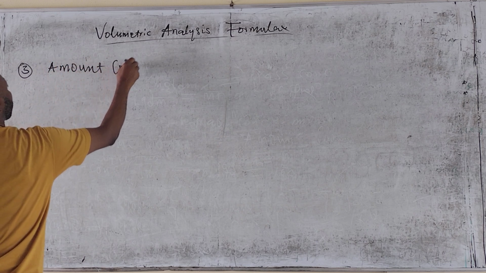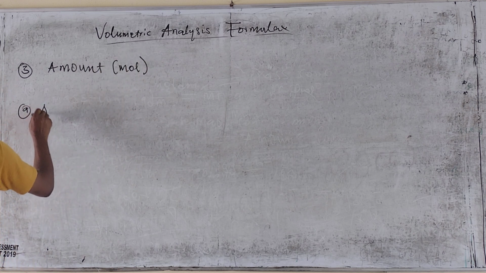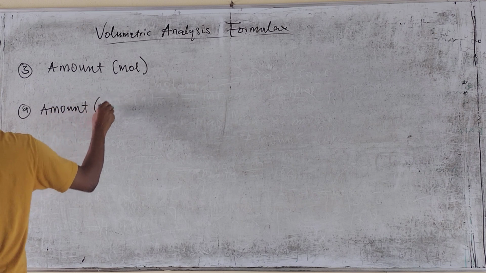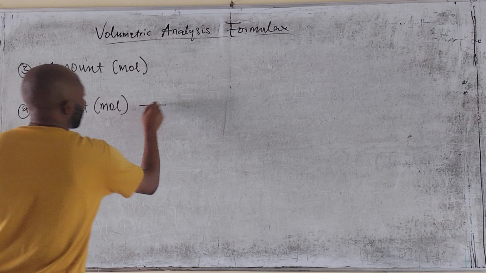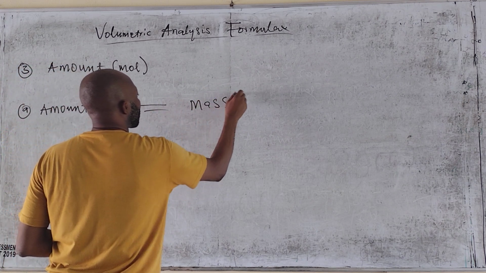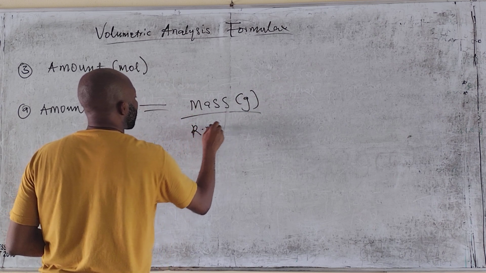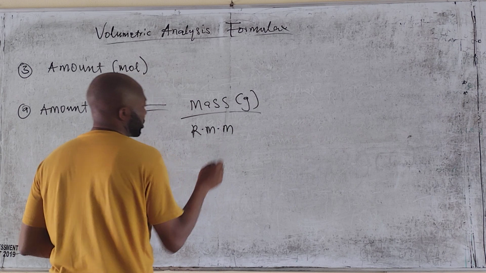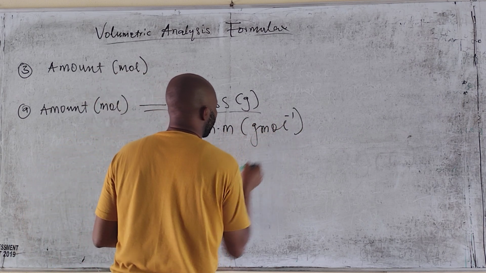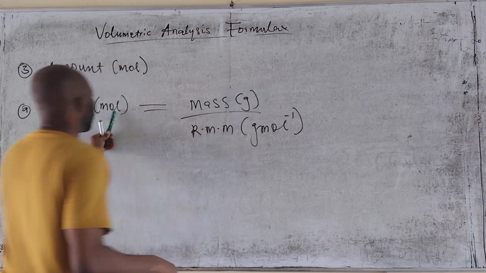Amount in mole. So A, amount is equal to mass in gram over relative molecular mass in g/mole. This cancels this. You inverse it, you have your mole for amount.